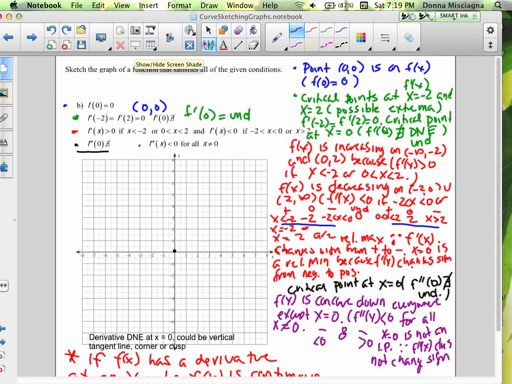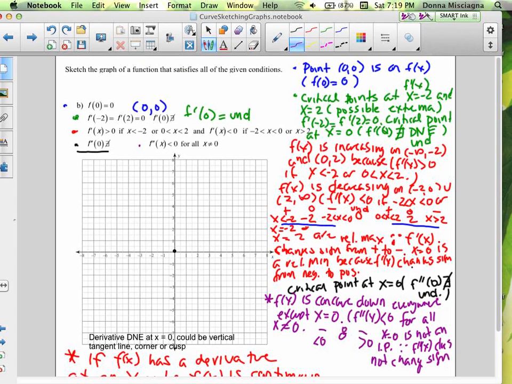Let's see what other information we're given. We're given that f double prime of x is less than 0 for all x except for 0. So that means that f of x is concave down everywhere except x equals 0. This doesn't exist for, so what does that mean? That's going to be an inflection point.